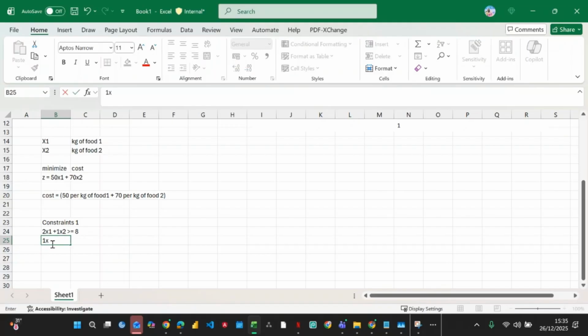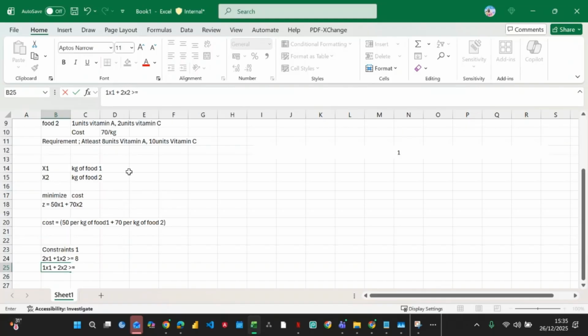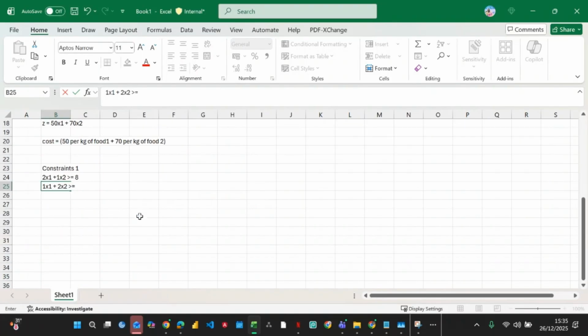So we need to form the other one too, right? The other one here is going to be 1x1 plus 2x2. Now the 2 in x2 is supposed to be subscript, downward. This is the system, which is greater than or equals to what? What I was supposed to get at the end of this one is 10. So we are forming our constraint.